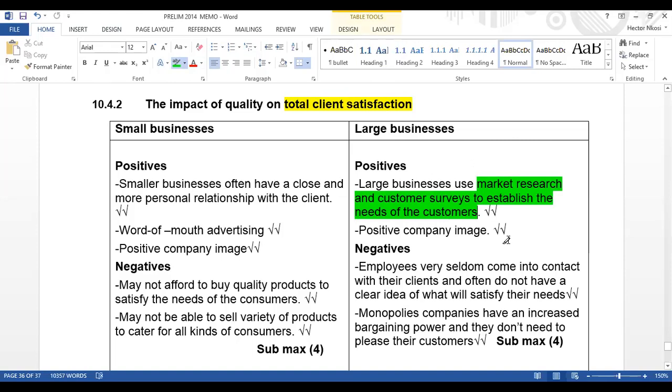But what are the bad things about total client satisfaction under large businesses? Employees very seldom come into contact with the clients, so they do not have a clear idea of what will satisfy their needs. So, no close contact with the clients. Also, monopoly companies have increased bargaining power and they don't need to please their customers, basically. That's another point you can look at.